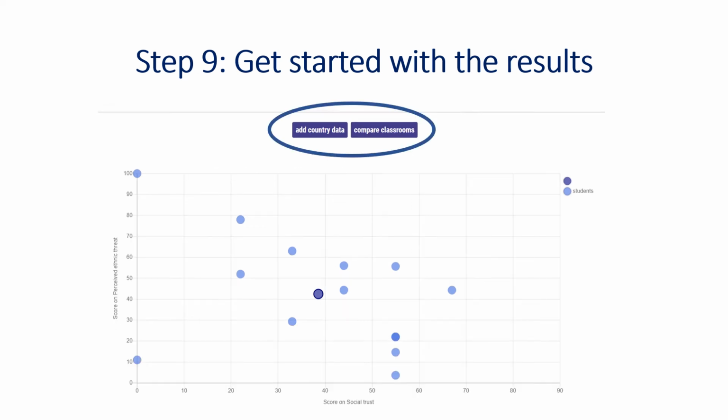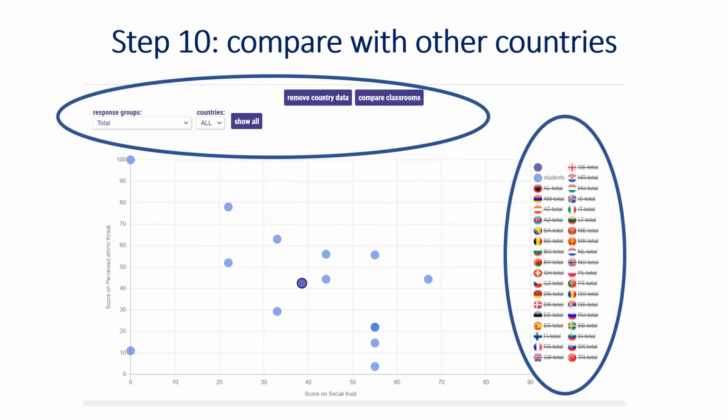At the top, you can also either choose to compare the results of the class with results in other countries, or you could compare the results of one class with the answers of students in another class. From the top right, you can select countries. On the top of the page, you can also select the results of different participant groups.